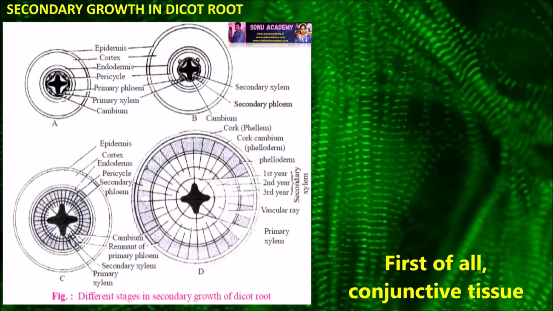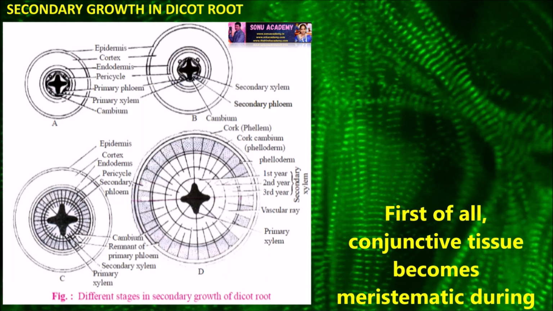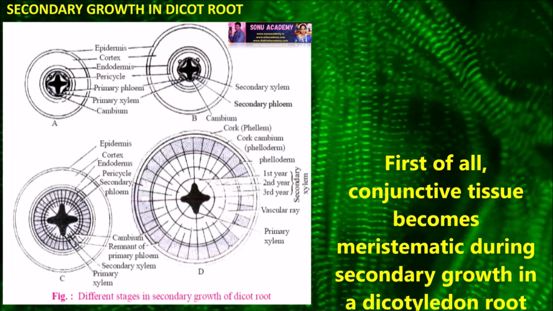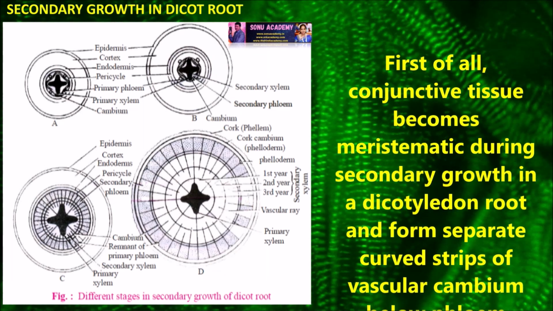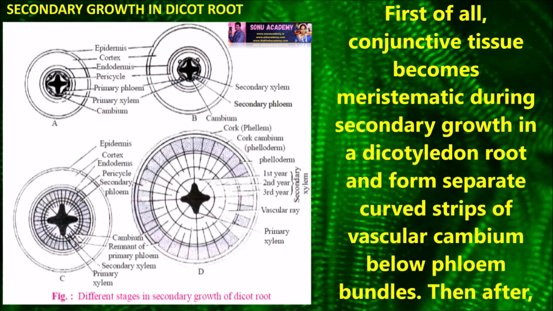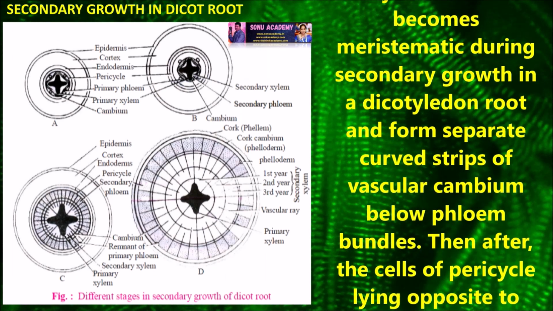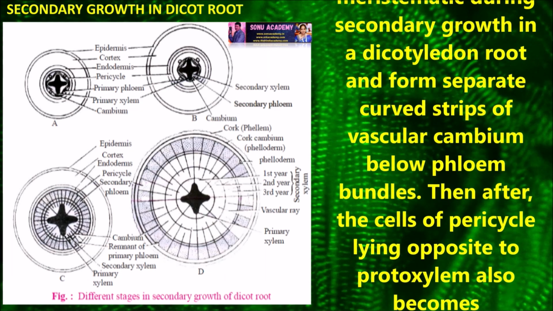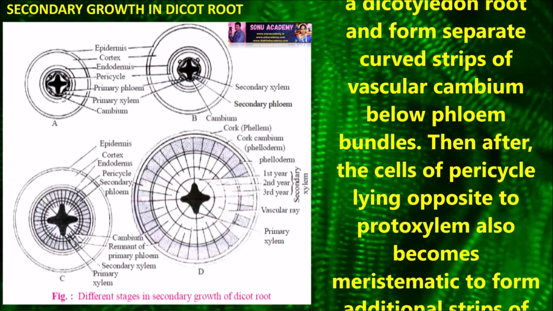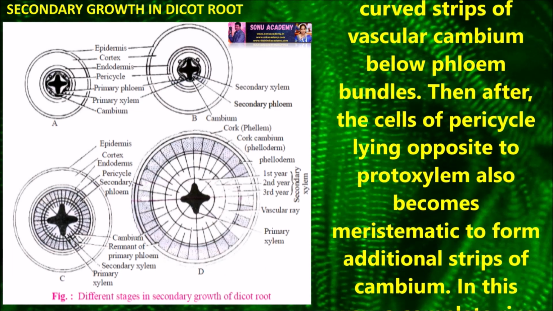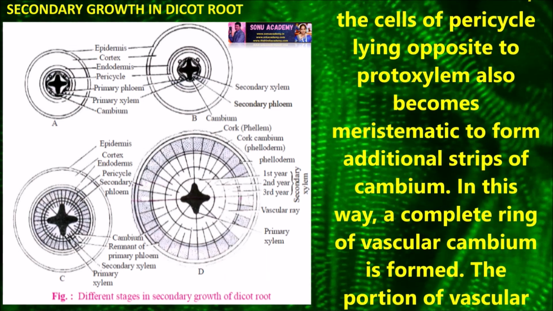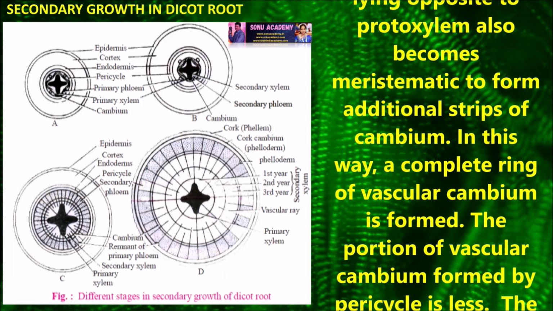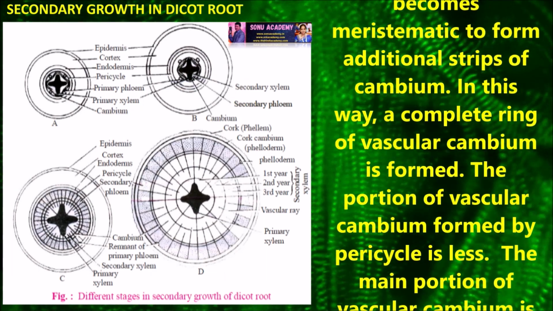Now let us discuss secondary growth in dicot root. First of all, conjunctive tissue becomes meristematic during secondary growth in dicotyledon root and forms separate curved strips of vascular cambium below phloem bundles. Then the cells of pericycle lying opposite to protoxylem also become meristematic to form additional strips of cambium. In this way, a complete ring of vascular cambium is formed.